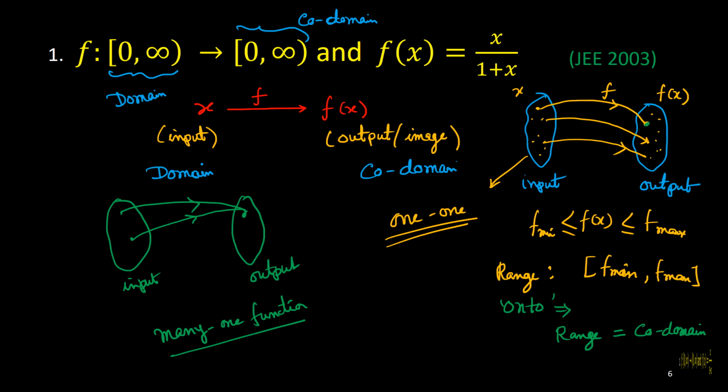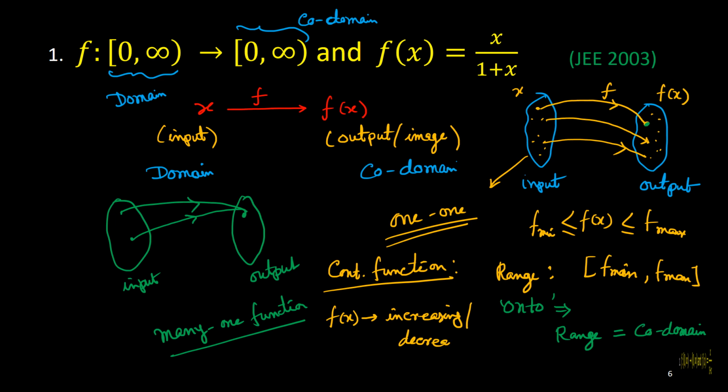So an easy way is this: for continuous functions, okay, I am considering only continuous functions, and discrete functions will be discussed later in some video. For a continuous function f of x, if it is a monotonically increasing function or a monotonically decreasing function, then at that time we will get a one-one connection.